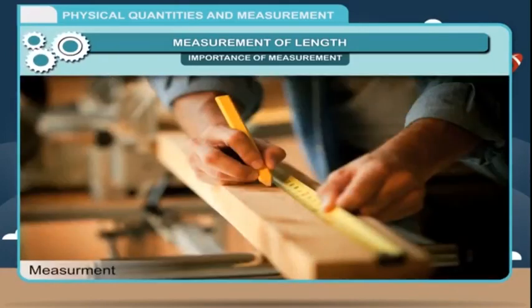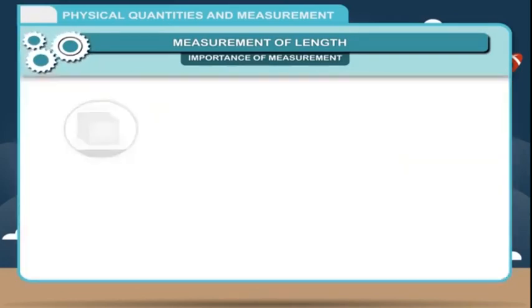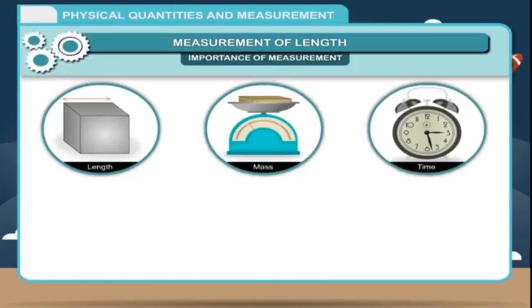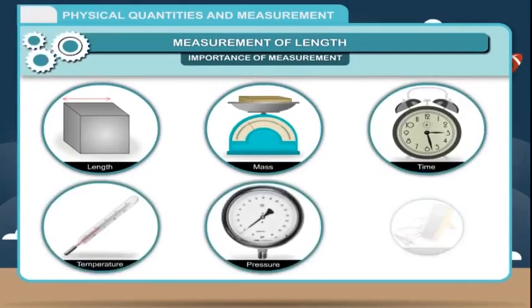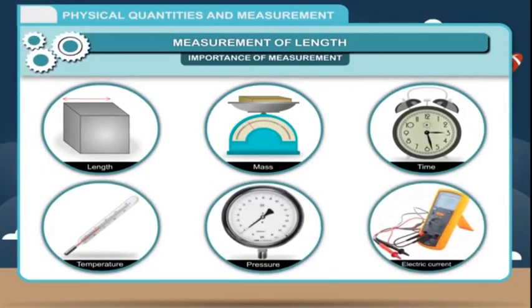Study of physics is based on measurement. In physics, we usually learn how to measure quantities that are involved in it. Among these quantities, some are length, mass, time, temperature, pressure, and electric current. Anything which is measurable is called a physical quantity.